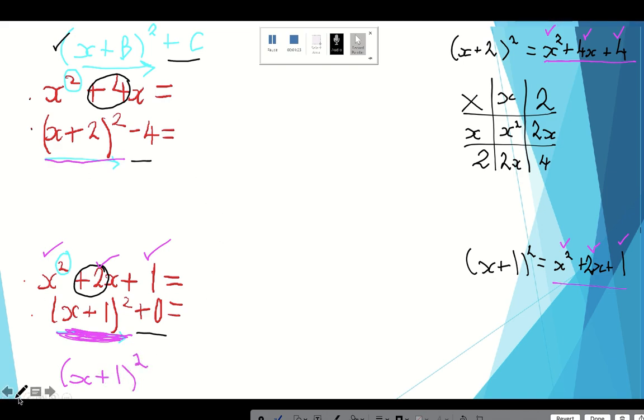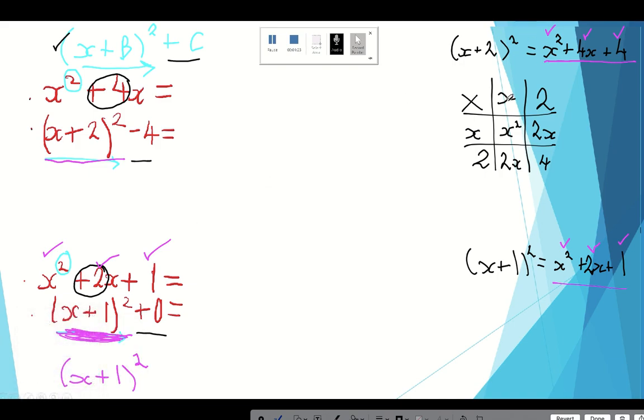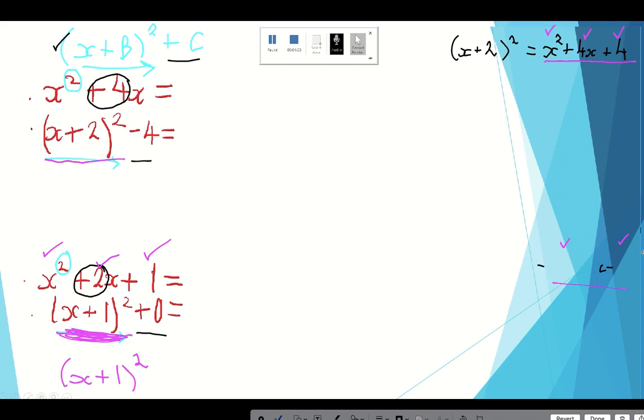But what is the reason we're doing this? That would be a very important question you might ask. Well, the reason we're doing this is because it links to the graph. Let's have a look at how it links to a quadratic graph.